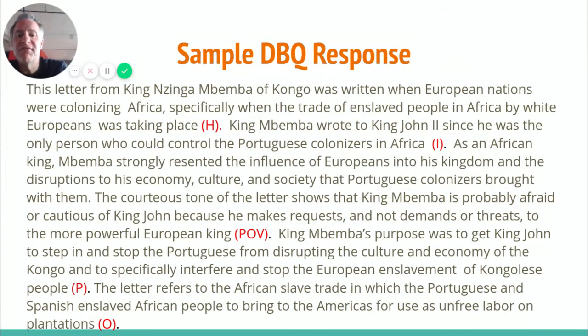I go on to develop that with a discussion of his courteous tone to King John in the letter, where he's polite, he's not threatening, he's requesting, he's not getting fired up about it. That shows us that he is being deferential, or he might be a little afraid or a little cautious of King John because he is so powerful. This definitely shows a degree of submissiveness to it. So that explains his bias.